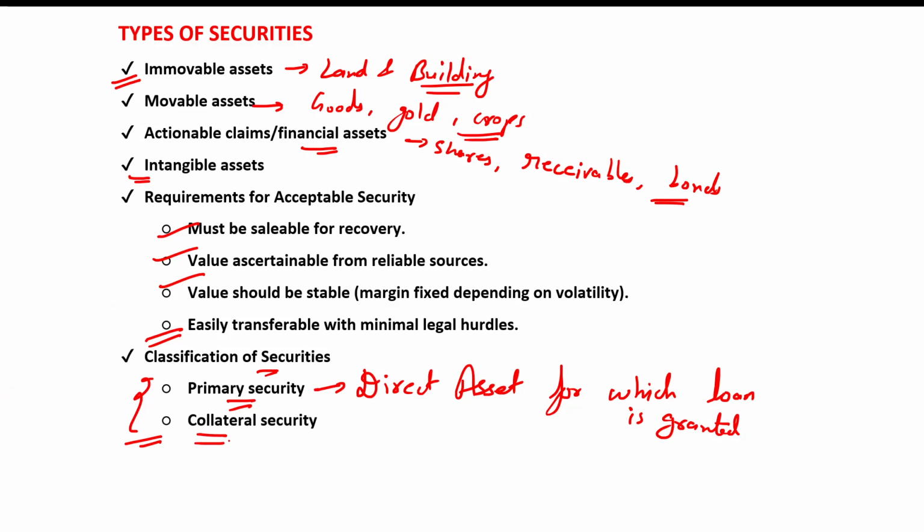Collateral security is any other asset offered additionally either by the borrower or the guarantor. So, a borrower may mortgage his house as security for a business loan. So, in that particular scenario, this house becomes a collateral security. So, this is additional security.